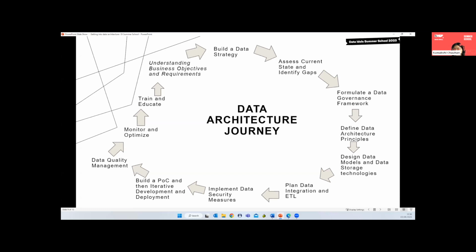organization's data. Once we have the data security measures in place, we then look out for implementing a POC. So before implementing any solution across the organization, we first build a proof of concept to validate the feasibility and effectiveness of the data architecture that we are proposing. It is always advised to build a proof of concept before rolling out the solution or directly implementing the changes of data architecture into the organization.